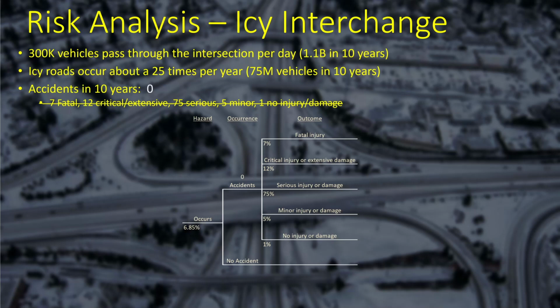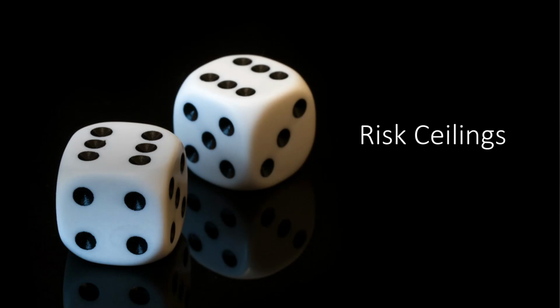Well, what we cannot say about this is that the probability of an accident in the future is zero. All we can say is that we haven't seen an accident over the last 10 years. And so the follow-on question becomes, with that information, what can we say about risk? That's really the topic of this presentation. And to get to the answer to that question, we need to understand a little bit about probability theory and how it applies here. So we're going to develop a risk ceiling.